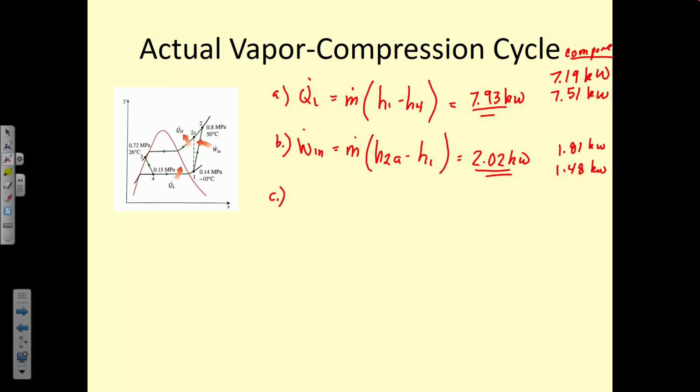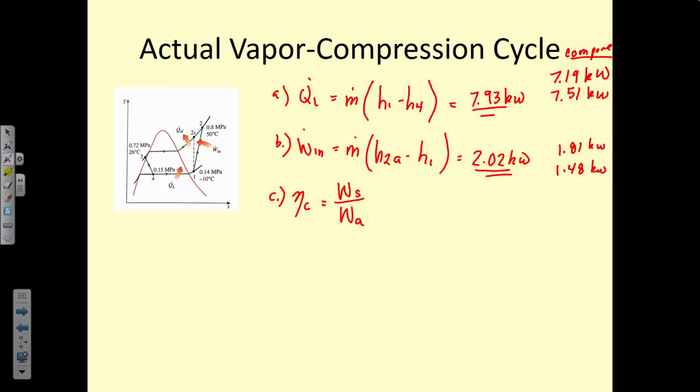Part C, our isentropic efficiency for the compressor. What is that equation? Is it work actual over work isentropic? Which one is going to be higher? For a compressor, which case will require the greatest work? The actual case will be higher, so it has to go on the bottom, because our efficiency can't be greater than 1. So it's our work isentropic over our work actual for the compressor.